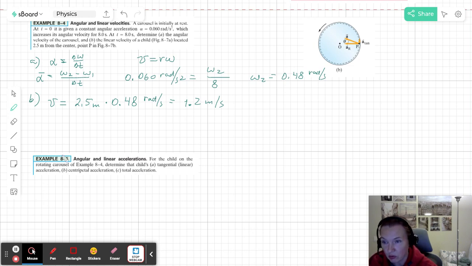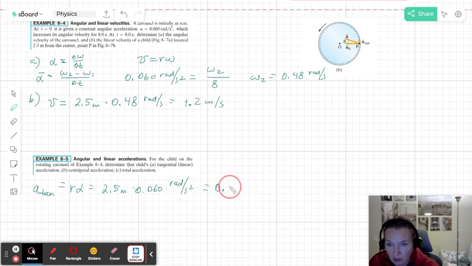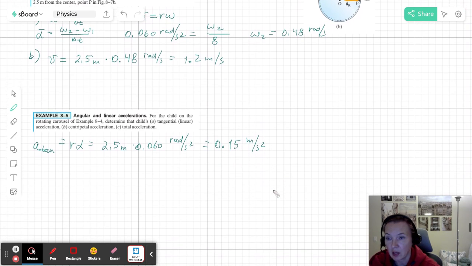So we're using our equation 5. We know the tangential acceleration is r times alpha. So we have to multiply 2.5 meters times 0.06 radians per second squared. Again, that's just like a placeholder. And then we have 0.15 meters per second squared. Ta-da! Part A is done. Okay, part B.